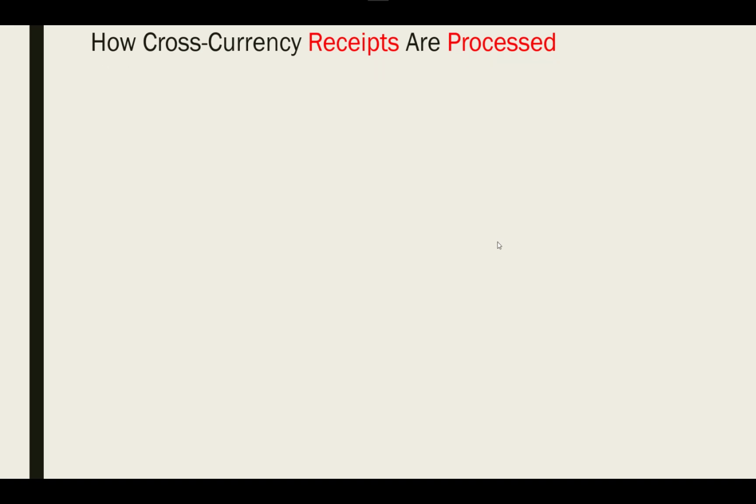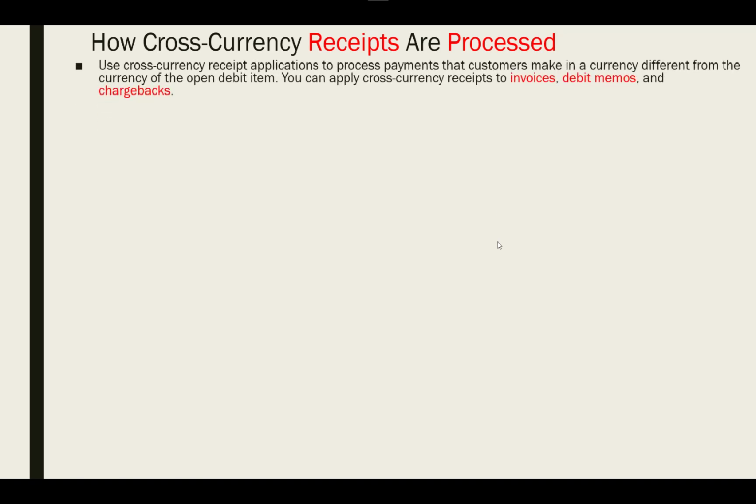How are cross-currency receipts processed? Before we had cross-currency payments, now we also have cross-currency receipts. Use cross-currency receipts to process payments that customers make in a currency different from the currency of the open debit item. You can apply a cross-currency receipt to an invoice, debit memo, and chargeback.